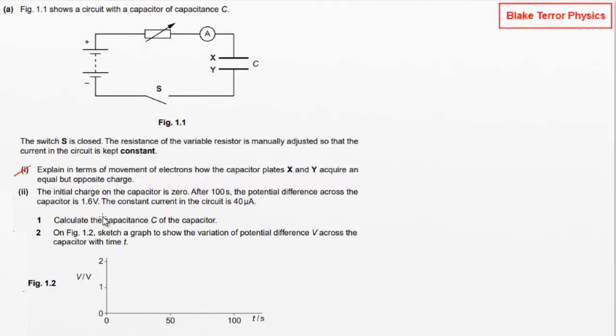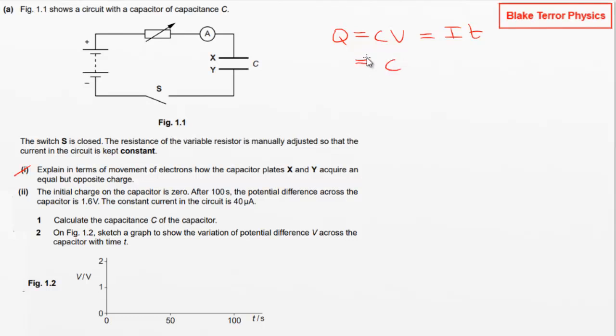Initial charge on the capacitor is 0. After 100 seconds, the PD across the capacitor is 1.6 volts. Constant current of 40 microamps. Calculate the capacitance C of the capacitor. Right, so we've got Q is equal to CV, which is also equal to I times T. This is what we're putting together. We want to get the capacitance.